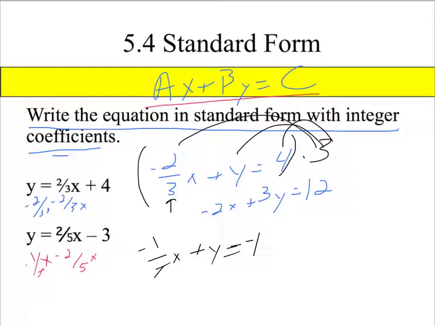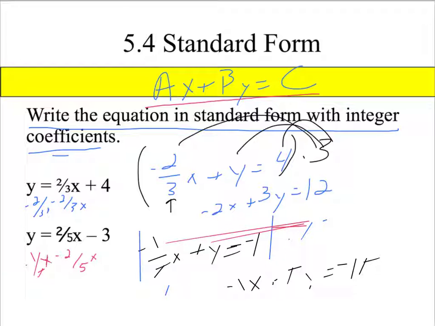Do I have all integer coefficients? The answer is no. No, you're right. Sorry, there are not all integer coefficients. We have to multiply by my denominator, okay, which is 5. And now I have negative 2x plus 5y equals a negative 15. How did I come up with that? Well, I simply just multiplied that 5 times everything inside the parentheses. All right, that's all it is. Let's move on.